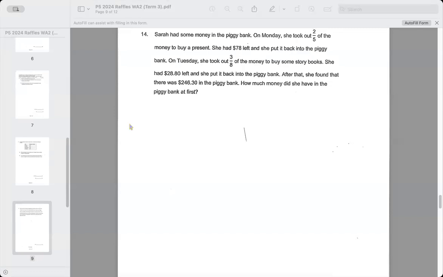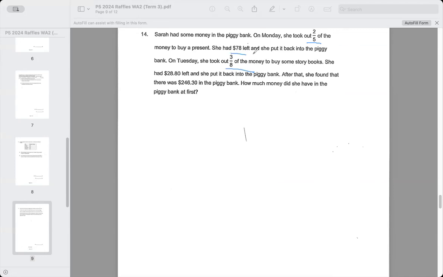All right, so for this question, you see she took out 2/5 and had $78 left, meaning she did not spend the entire 2/5. She had $78 left. Then she put it back into the piggy bank, so there's a remainder. On Tuesday, she took out 3/8 of the remainder. I've mentioned a few times before, for questions like this that involve fraction of remainder, we have to draw a model to solve the question.